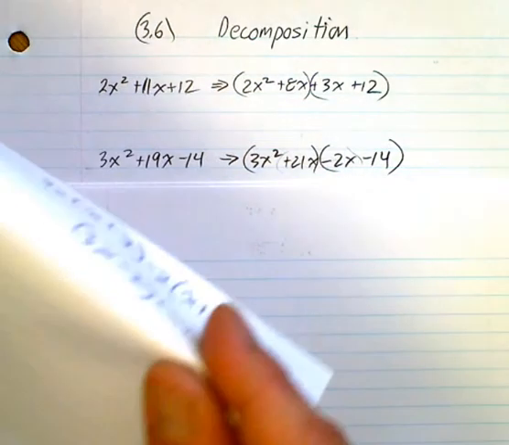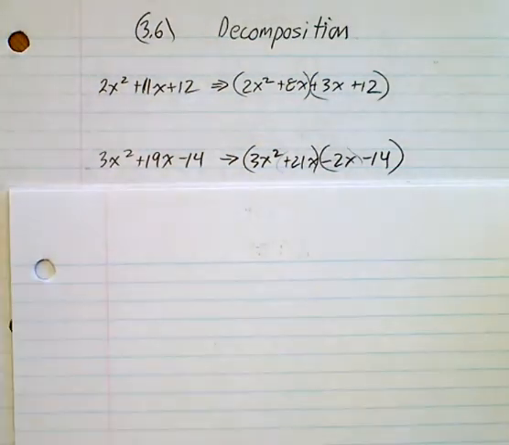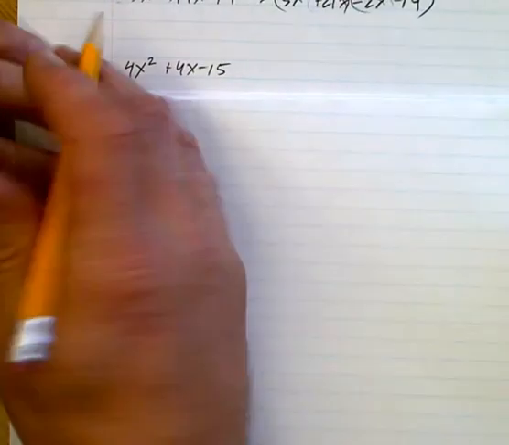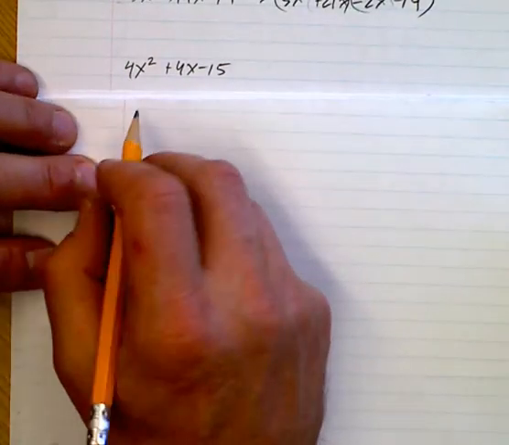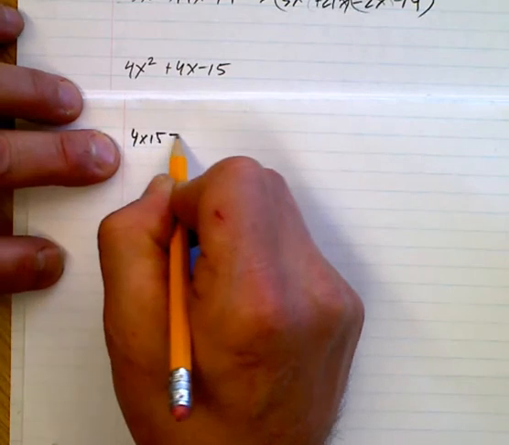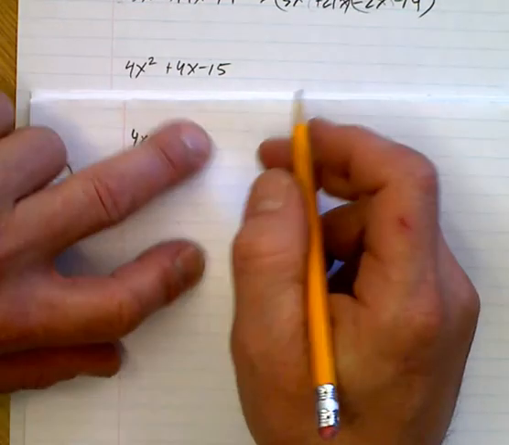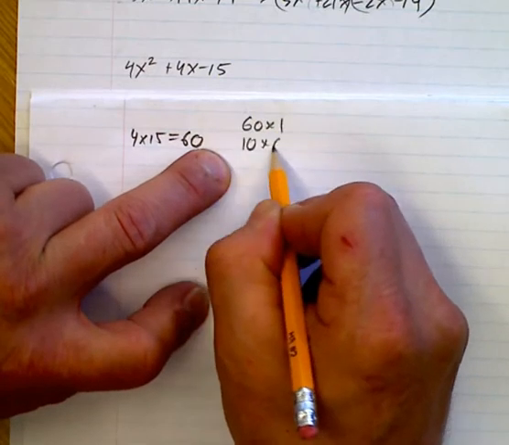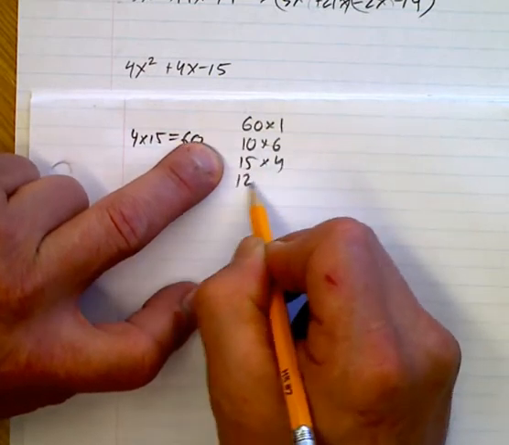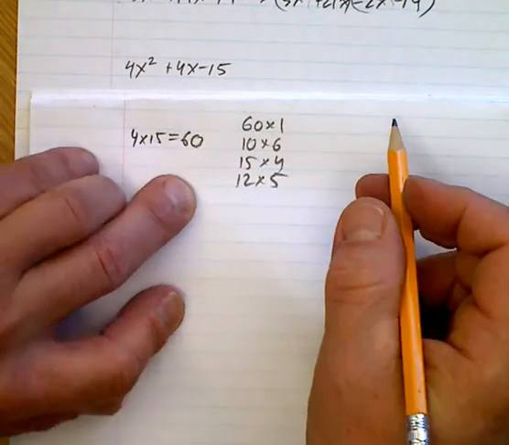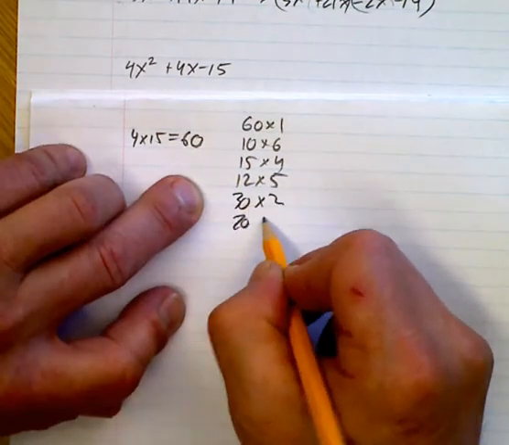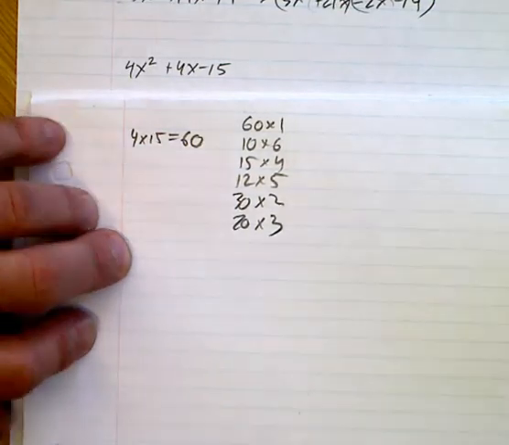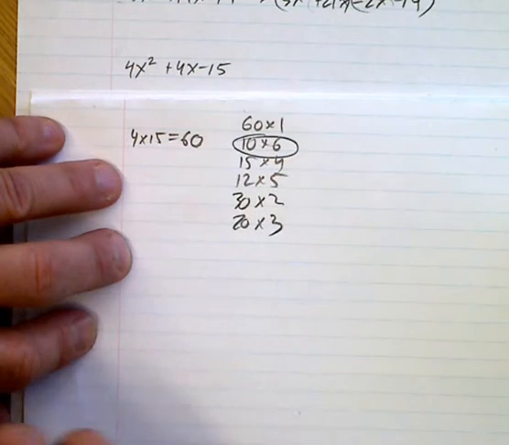I use the other one that I showed you in the previous video, but I do like the simplicity of this one as well. So let's check it out again. Give it a shot. First of all, 4 times 15 is equal to 60. So let's work it out. 60 times 1, 10 times 6, 15 times 4, 12 times 5, 30 times 2, 20 times 3. Which one of those is going to give me a 4? You probably realized it right away that it's going to be this first one here.